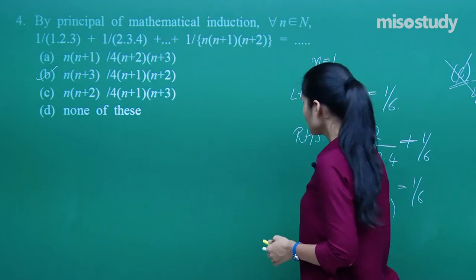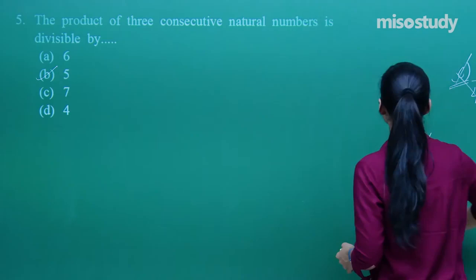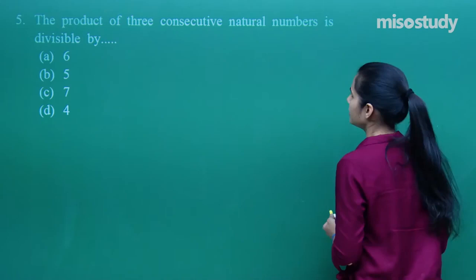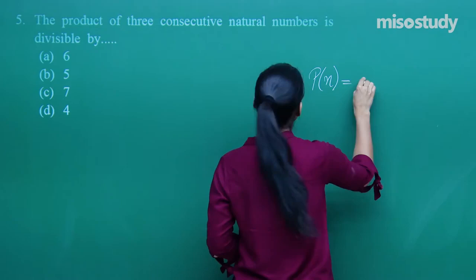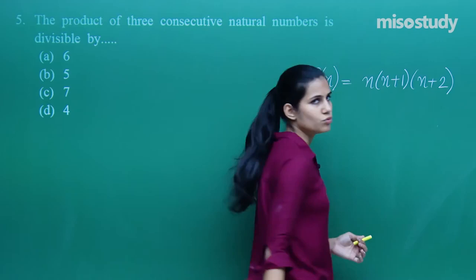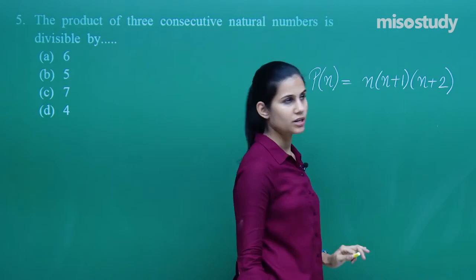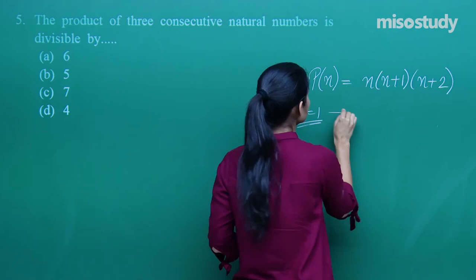Next question says what? Let's see. The product of three consecutive natural numbers is divisible by what? Now here we need to form the statement which is involving n. So P of n will be the product of three consecutive natural numbers, n into n plus 1 into n plus 2. That is going to be my representation for the product of three consecutive natural numbers. If I put n equals 1, now this is divisible by what? If you put n equals 1, you get 1 into 2 into 3, which is 6.